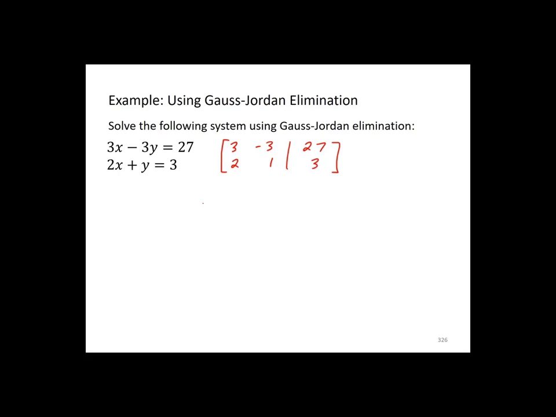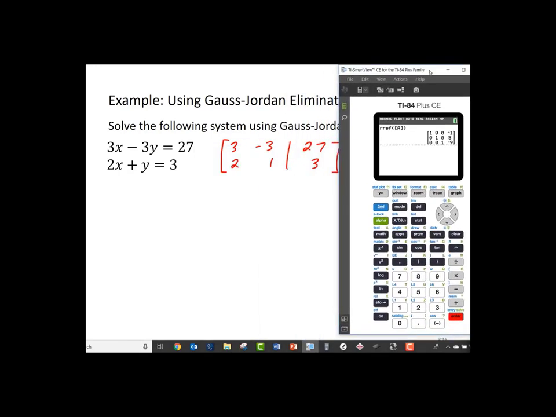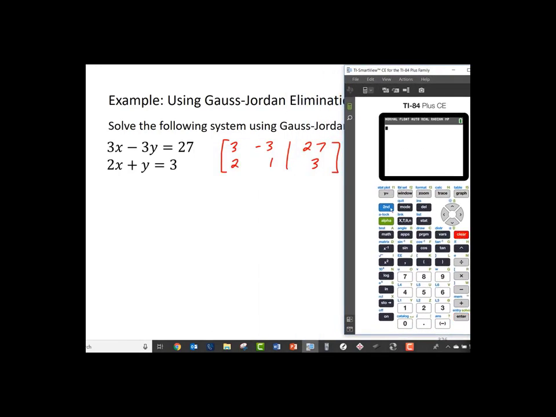Now I'm going to put that in my calculator. I'll bring my calculator on screen so you can see me do it. I'm going to do second matrix, arrow twice to edit, hit enter. Now this matrix is a 2 by 3. So 2, enter, 3, enter for the dimensions. I'll enter my values, 3, enter, -3, enter, 27, enter. Now for my second row, I have 2, enter, 1, enter, 3, enter. Second quit to go to the home screen.